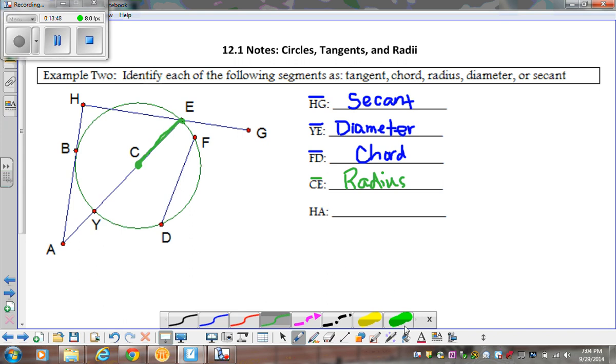And the last one we'll look at, guys, is going to be, erase that again.